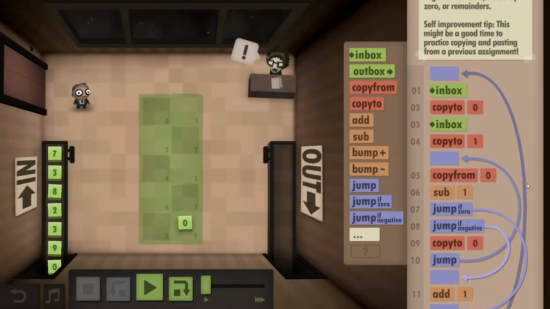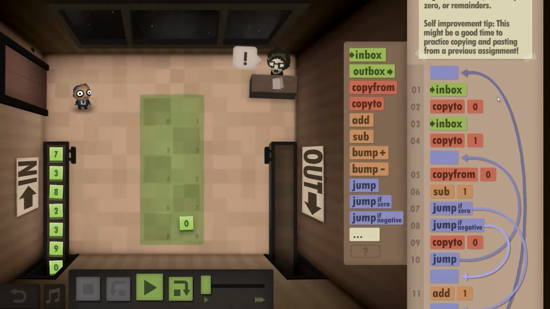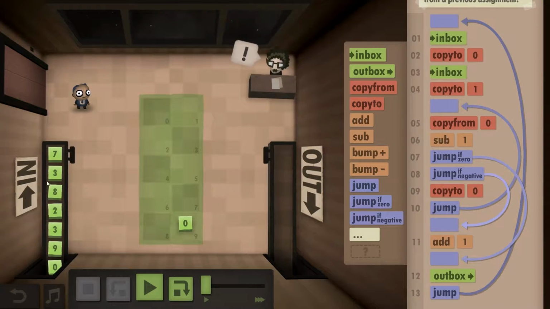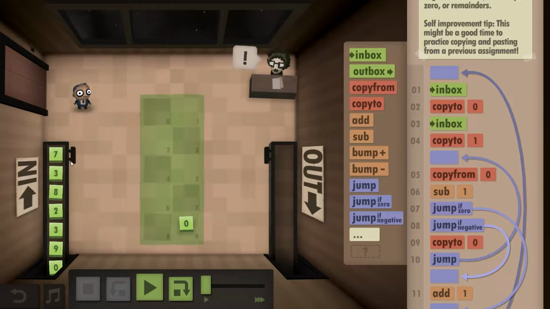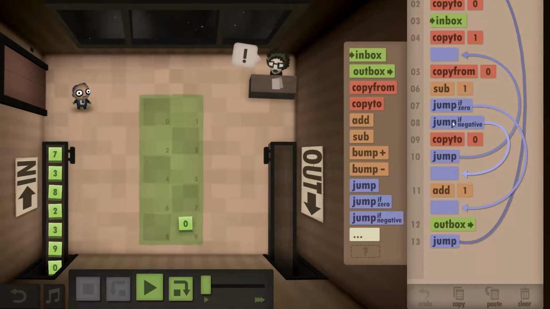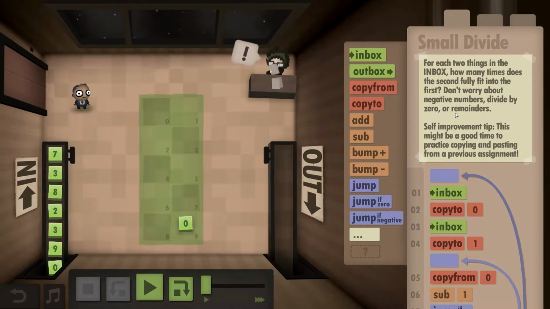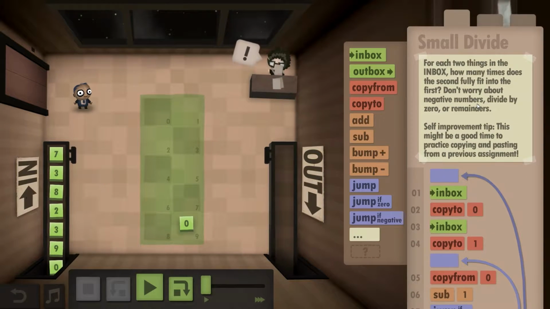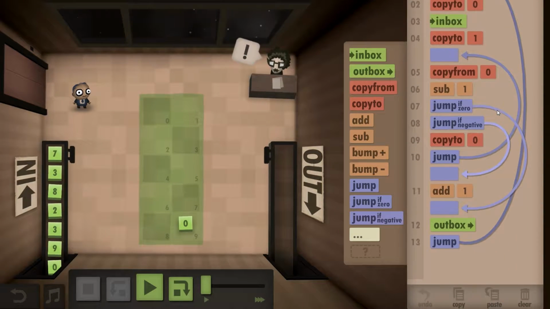Okay. So what did this do? This outboxed the remainder, didn't it? Let's try and refresh our memory of what this did and see if we can use it in some way. So this copied the inbox to box 1, the inbox to box 2, copied the 0, subbed it from there. So that's pretty much what we want to do, but we want to divide. So we just need a bump box for every time we subtract to keep track of it. Oh, that's clever.